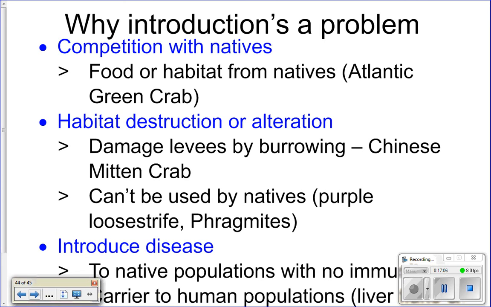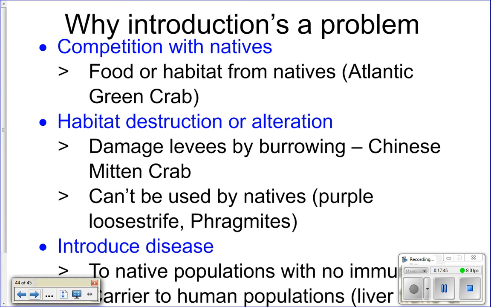So why are introduced species a problem? They're a problem because the introduced animals or plants will compete with the native plants and animals for resources, so for space or for food. And oftentimes the introduced species is better at competing than the native plant or animal. And so it takes over and can cause the native plants and animals to die out, which is bad. An introduced species can also destroy a habitat or alter it so that the native species can't survive.